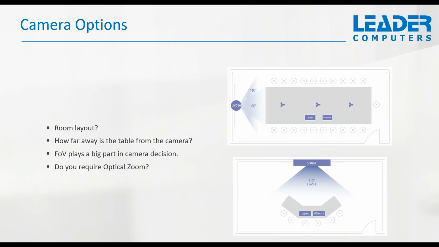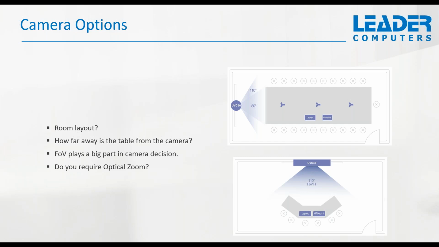Now, when we're deciding what camera we want to use, we need to look at the room layout. As you can see from the two images on the screen, we have a long boardroom table where the camera is at the short edge of that table. And on the second screen, we have a wider table where the camera is actually on the wide side of that table. Now, depending on the physical installation of that camera will determine what the best camera type is.